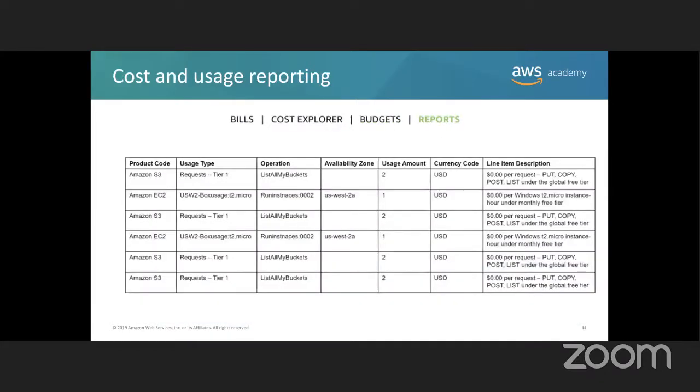The reports, here you can have the product code, Amazon S3, EC2, S3, the user type, request tier 1, operation list all my buckets, usage amount 2, right? Currency code USD, right? You have T2 micro, user type, tier 1, things like that. And then list all my buckets, run instances. It's just like a detailed view of your expenses, right?